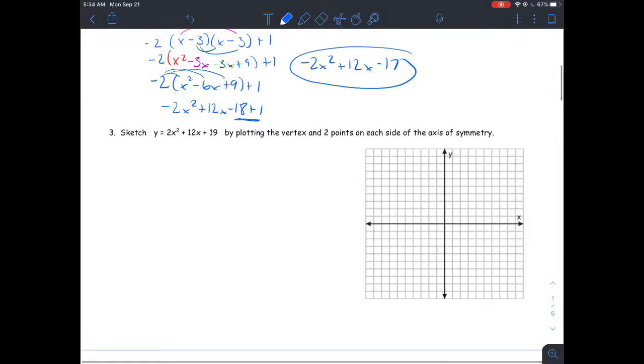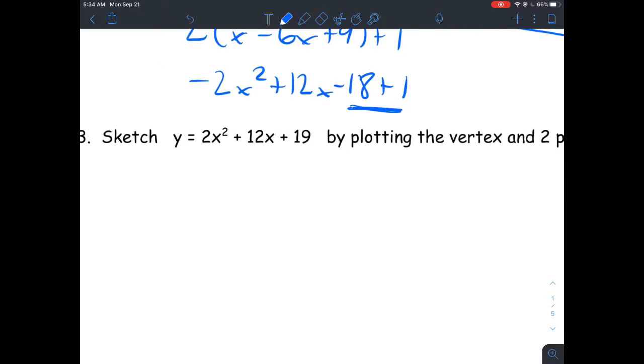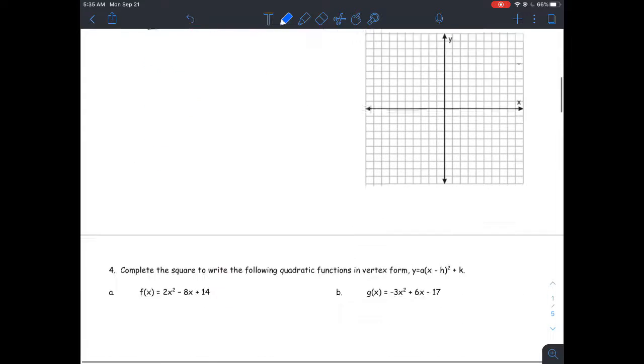All right, so for number 3, it says sketch this function by plotting the vertex and 2 points on each side of the axis of symmetry. But you know what, looking at this, I want this in vertex form. And you know what, we haven't learned how to put something with a coefficient in front of x squared into vertex form yet. So here's what I'm going to do. I'm going to go teach you how to do that, and then we'll come back and do number 3.